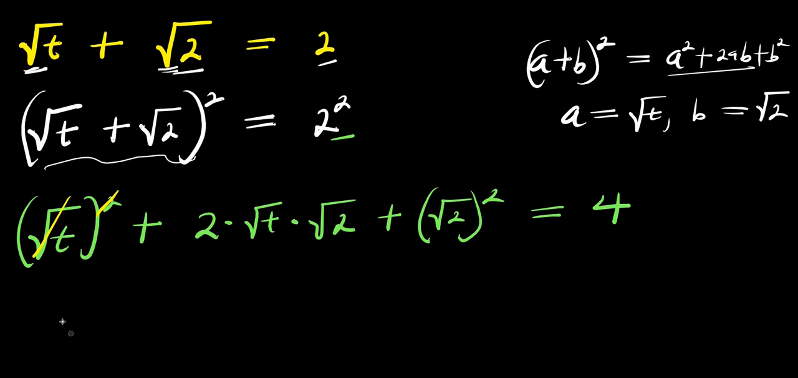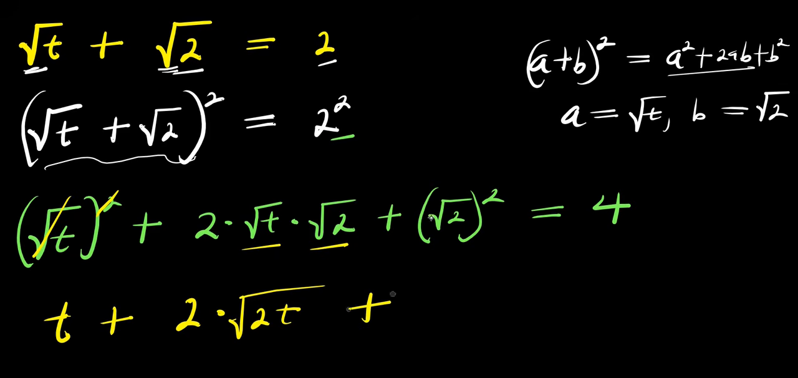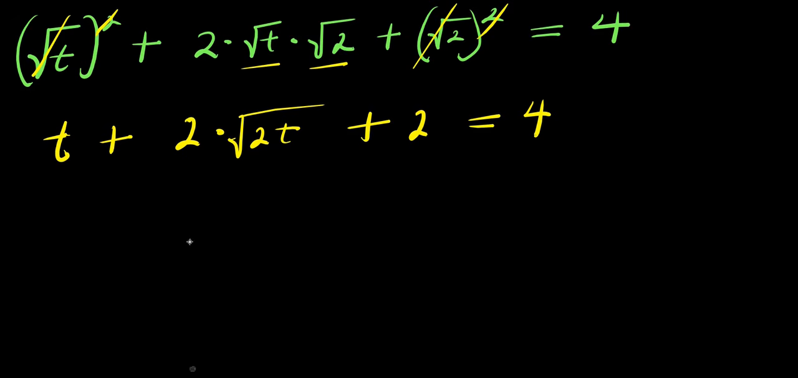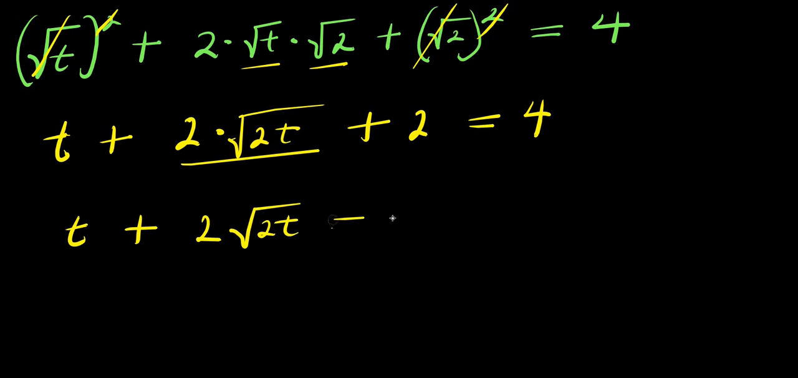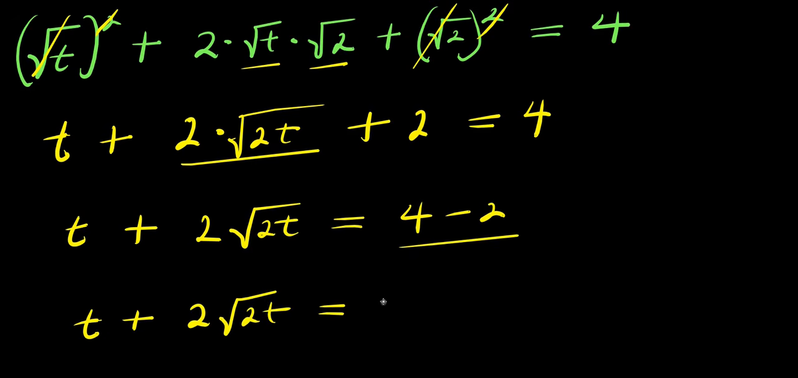Now this cancels this. We have t plus 2 times root t times root 2. This is square root of 2t plus, this cancels this, we have 2, and this equals 4. So right now I can have t plus 2 root 2t equals 4 minus 2. This is 2.